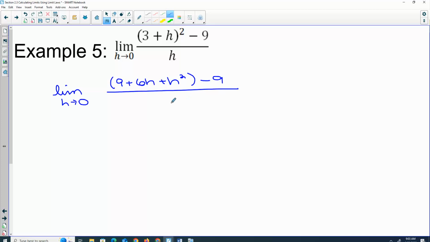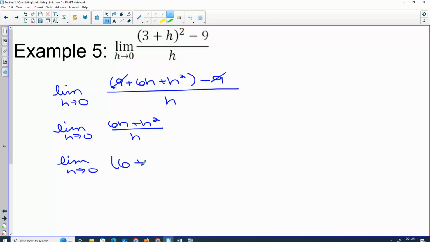minus 9 divided by h. So my positive and negative 9 cancel. How does that help me? Take an h out of it, and you're just left with 6 plus h. So now we can plug in 0. Once you plug in 0, your limit goes away. And we get 6.